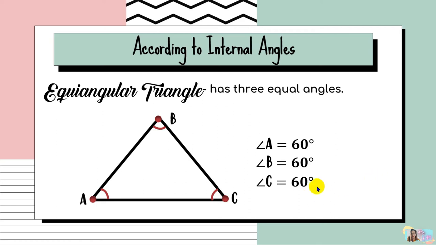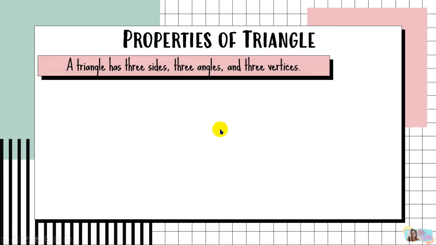Okay, so down to our last objective for this subtopic, which is to determine the third angle measure of the triangle. Let us have first this properties of triangle. The first one is that a triangle has three sides, three angles, and three vertices. Again, sabi ko nga po sa inyo kanina, yung una nating definition of triangle na given is also the property. And malinaw naman po na ito talaga ay matatagpuan natin sa isang triangle.